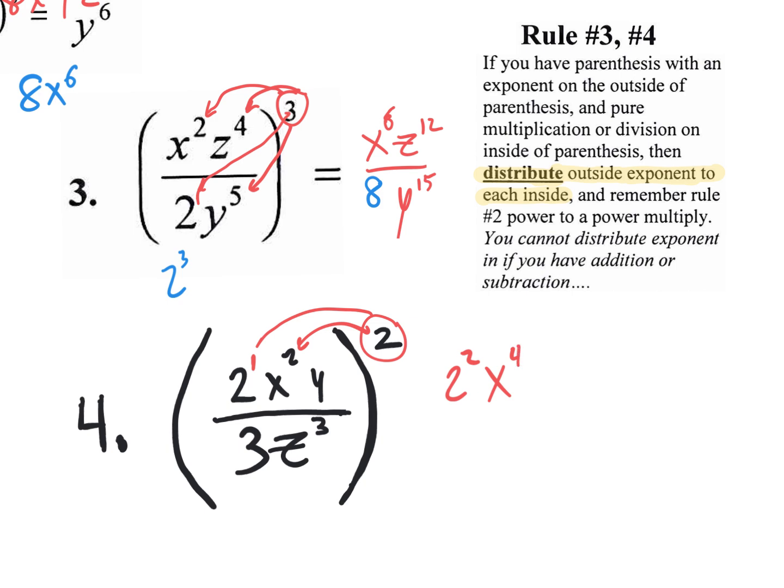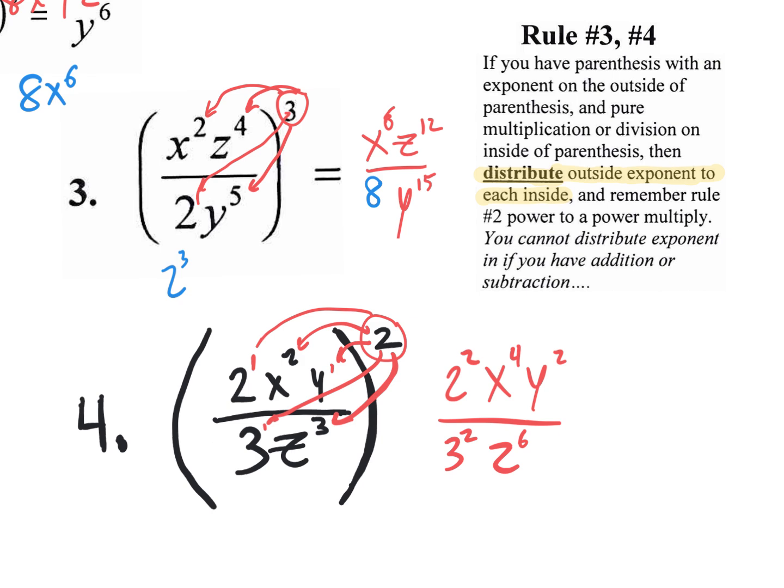And then distribute 2 to that power of 1, that'll be a y to the 2nd. Over, distribute 2 to the power of 1 on the 3, that'll be a 3 squared. And then 2, distribute it to the power of 3 right there. That's going to be a z to the 6th.